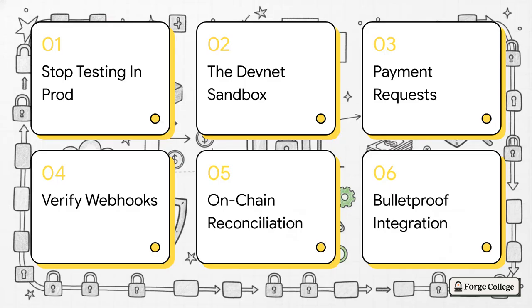So here is our engineering blueprint for today. First up, we'll talk about why you need to stop testing in production. Second, we dive into the devnet sandbox. Then we'll cover building payment requests, trusting but verifying webhooks, and on-chain reconciliation. And finally, we will wrap it all up with bulletproofing your integration.